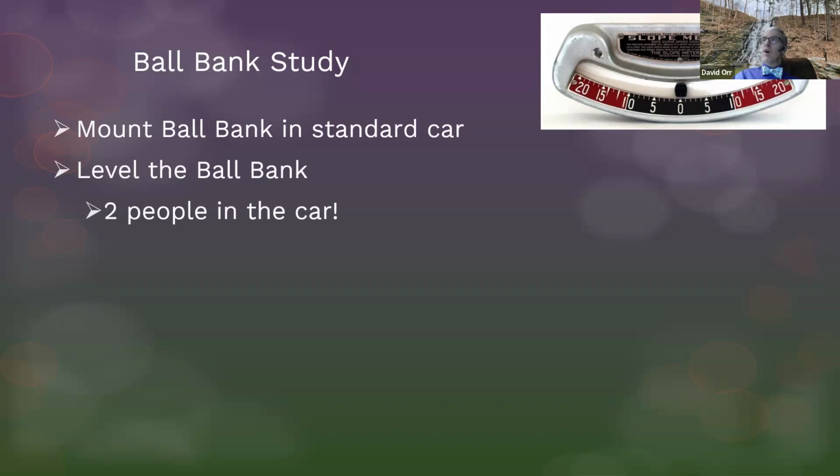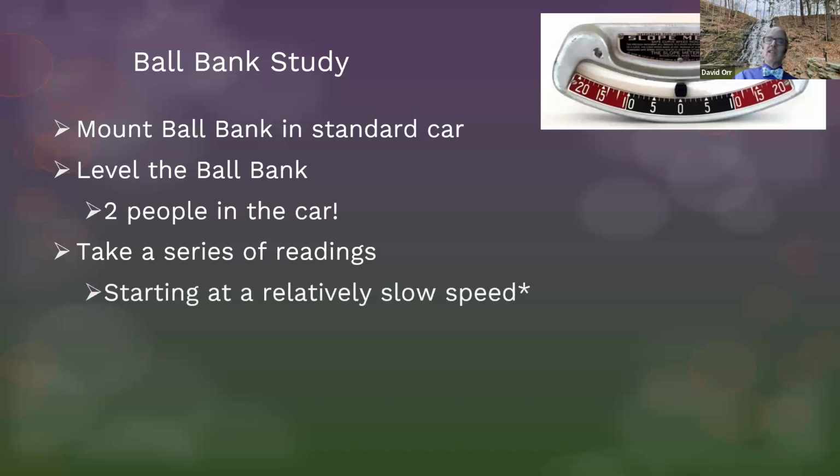You level the ball bank with 2 people in the car. That's actually pretty important. We'll ask you why in a minute, but think about that. You then take a series of readings, starting at a relatively slow speed. Now, I got a little asterisk there. If you're checking existing curves, you can drive it at the recommended speed, and we'll talk about how you do it with multiple curves to check things.